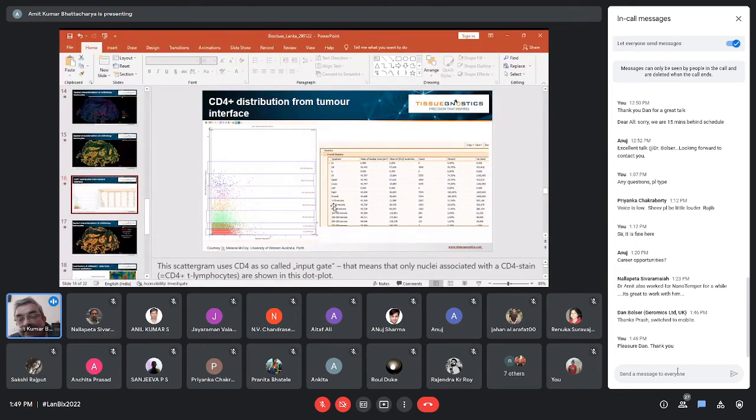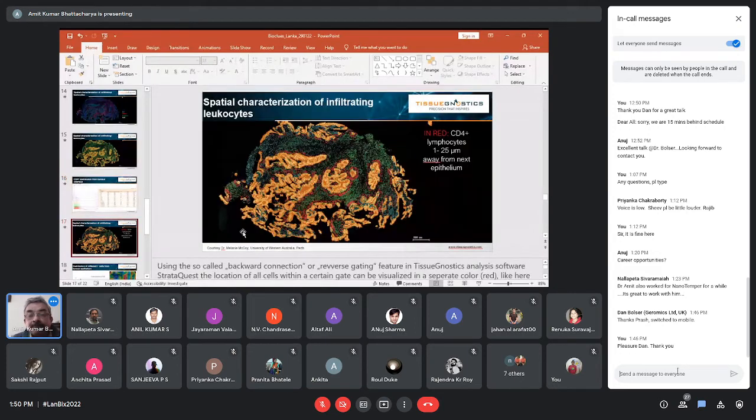These numbers are reflected in this table. I'm sorry, not being able to show you the full slide, but these numbers are reflected here, as you see in the graph. So now I want to visualize the number of CD4 leukocytes which are present at 1 to 25 microns from the tumor margin. These are visualized in red here. So we see the distribution of that.